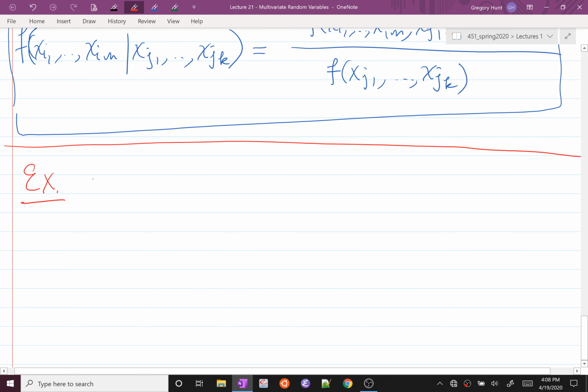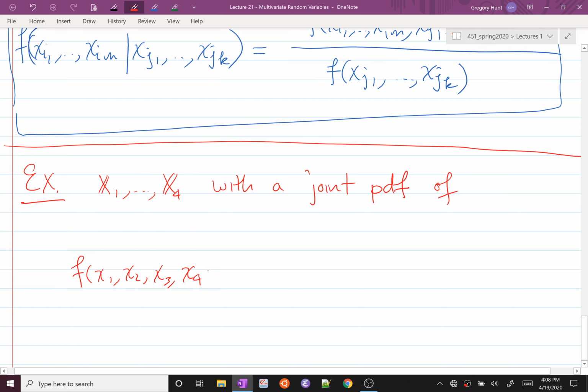So first of all, let's consider 4 random variables, x1 to x4, and we're going to say they're continuous, so they're going to have a joint PDF. Our joint PDF is a 4-variable function, takes in little x1, little x2, little x3, and little x4, and it spits out the joint density of all these things at that point. And we're going to say that it follows this formula.